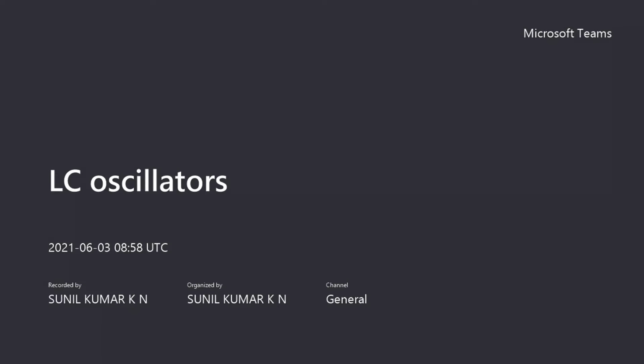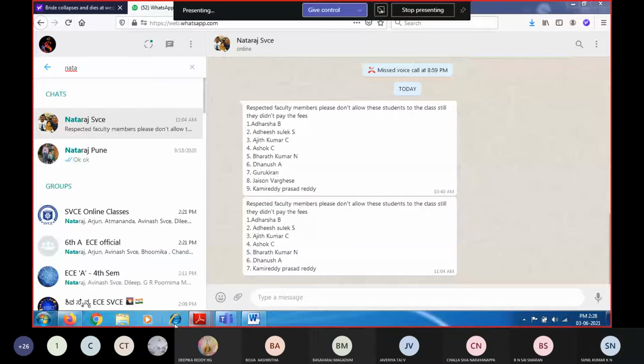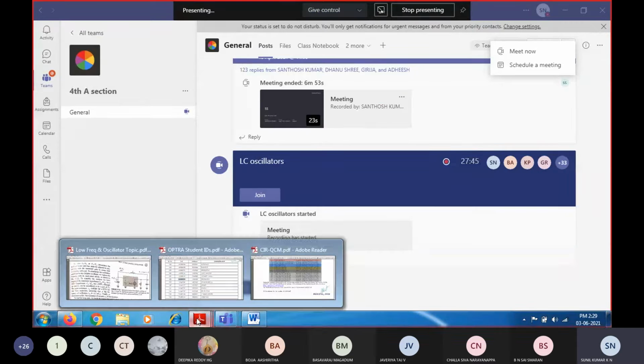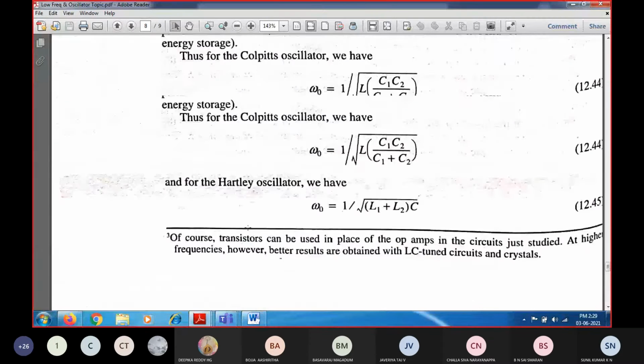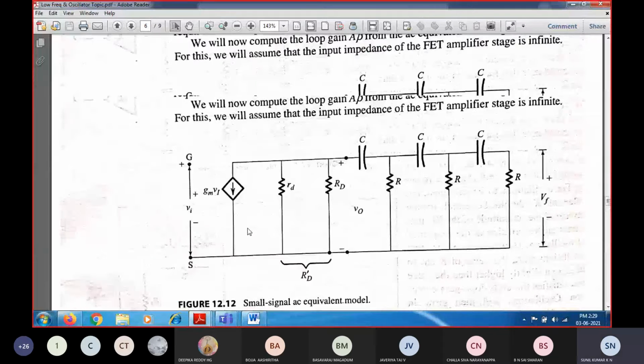So in the class, in that I just considered a phase shift oscillator. So you can see the oscillators. I just explained all these things.